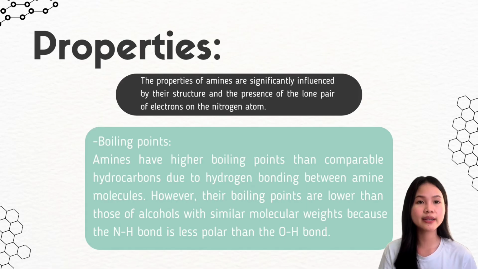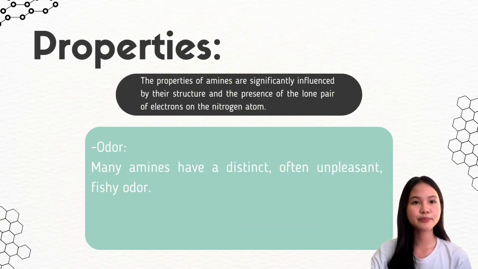The third property is the boiling point. Amines have higher boiling points than comparable hydrocarbons due to the hydrogen bonding between amine molecules. However, their boiling points are lower than those of alcohols with similar molecular weight because the N-H bond is less polar than the O-H bond. The last property of amines is odor.